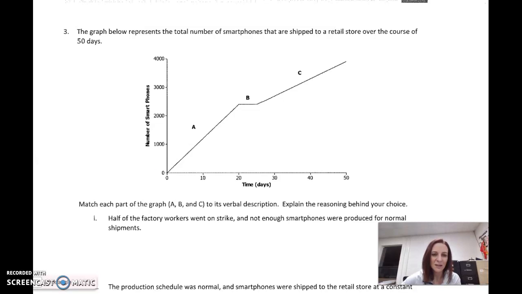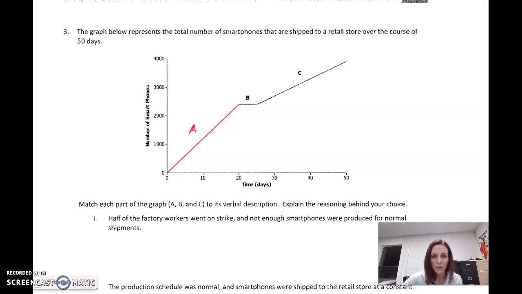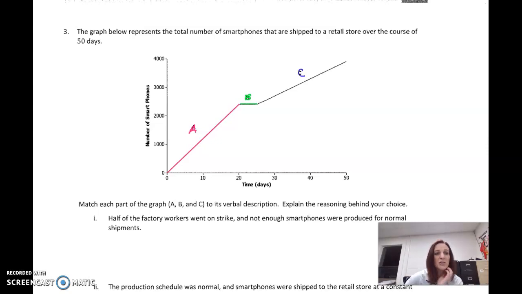So we have A here, okay? So from about 0 to 20 days. That's what's going to be represented by A. And I don't know, not quite 2,500 yet. So there's A, okay? Then we have B. Make B green here, okay? And notice there's that constant, right? Time is still passing, but our number of smartphones isn't going up or down anymore. So that's B. And then we'll have C. I'll put in blue here just so we can see what's going on, okay?